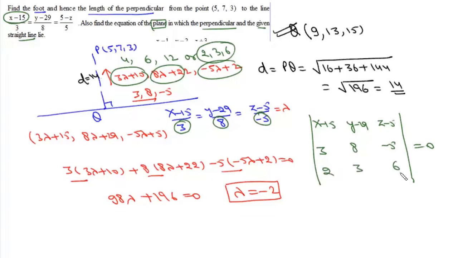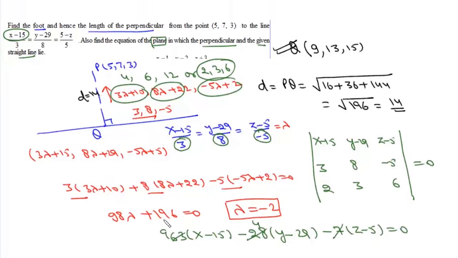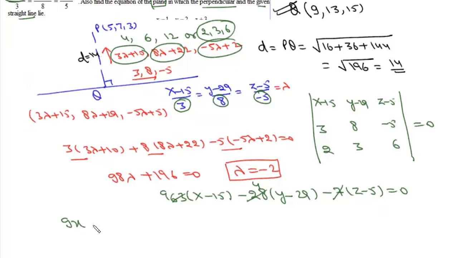So we'll use 2, 3 and 6. Now this is 48 plus 15. That will be 63. So we can write this as 63 into x minus 15. Now this is 18 plus 10, 28. So it will be minus 28 y minus 29, and this is 9 minus 16, and 9 minus 16 is minus 7. So it will be minus 7 z minus 5 equals 0. Now we'll cancel everything with 7. Now this is 4 and this is 9. We can write this equation as 9x minus 4y minus z.